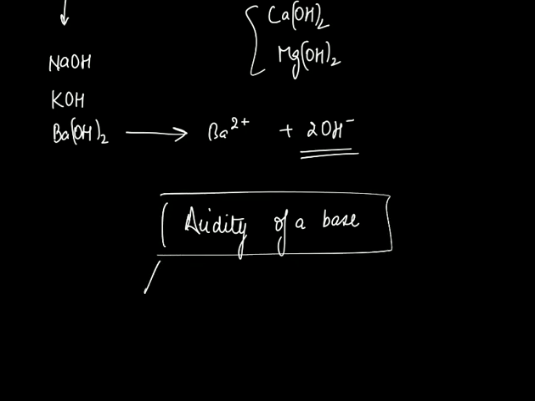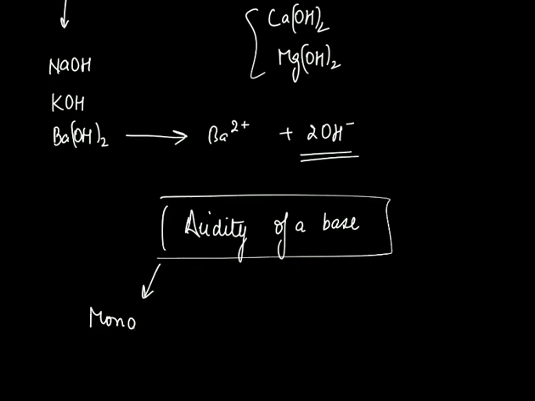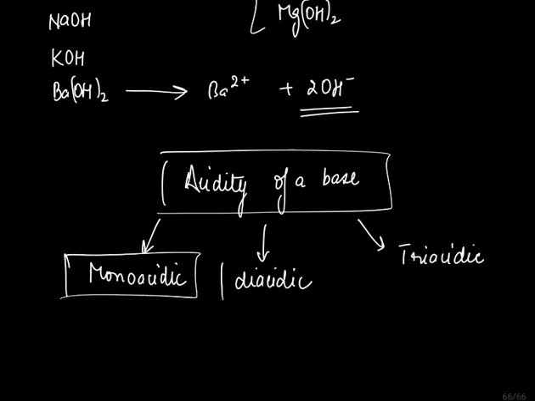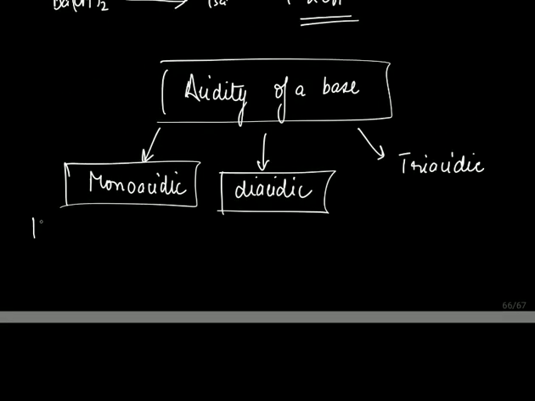So acidity of a base: we have monoacidic, diacidic, triacidic. Monoacidic means we are getting only one hydroxide ion. The examples will be potassium hydroxide, sodium hydroxide, ammonium hydroxide. Over here we are not categorizing strong and weak. We are just categorizing based on how many hydroxide ions a particular molecule can release.